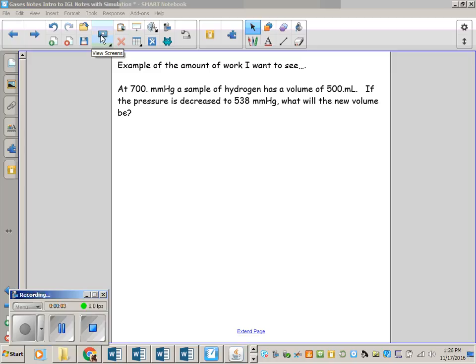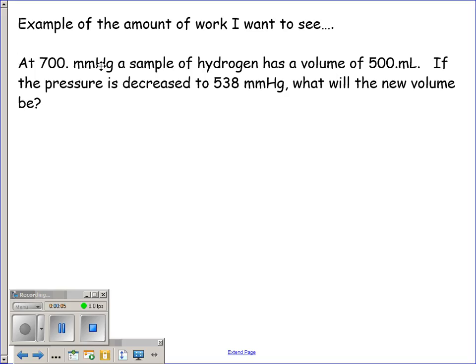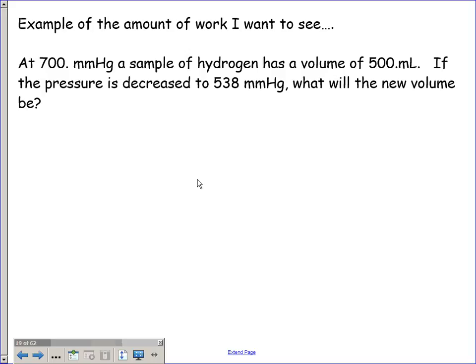Say again, Josh. This is mercury, right? Millimeters of mercury. But we're talking about hydrogen gas, right? So I see millimeters of mercury, but that's the unit. But what variable does that describe? Pressure, right? As long as you notice that unit is millimeters of mercury, that is a unit of pressure. So you immediately see a pressure is 700 millimeters of mercury. What else do you see?